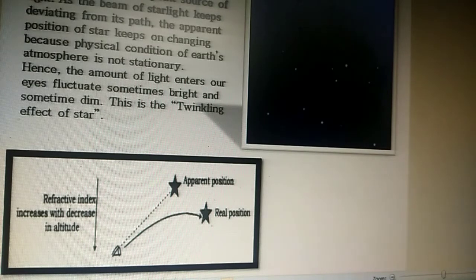Because of these fluctuations, the brightness, the intensity of light, also goes on fluctuating, and due to the phenomenon of atmospheric refraction, we see the apparent position rather than the real position. That is the reason why stars appear to be twinkling for an observer.